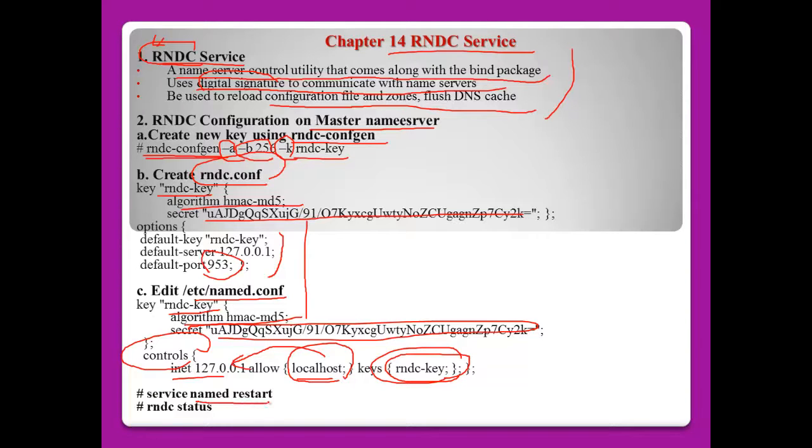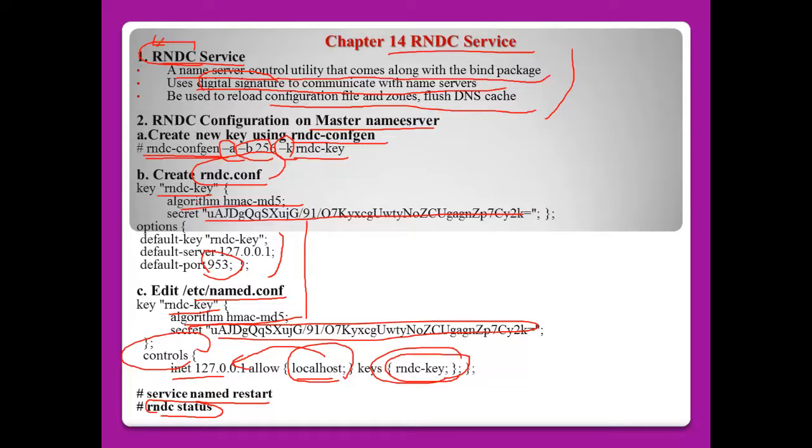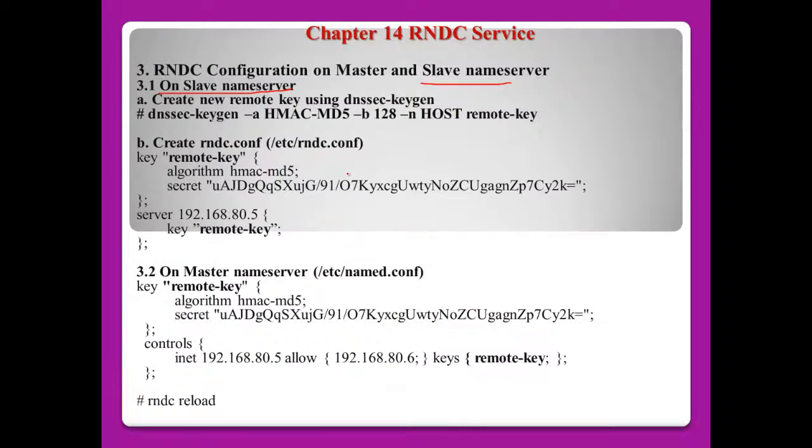And if you restart that named service, then you can now use RNDC, status like this. Number 3, RNDC configuration on master and the slave. So now let's try to configure the RNDC service on master and slave. In my case, first, in the slave name server, we need to create the key before the master and slave. In the previous page, I used rndc-confgen, but here I will use dnssec-keygen.